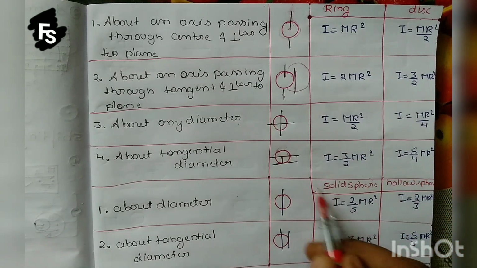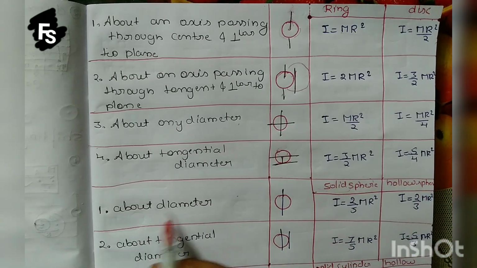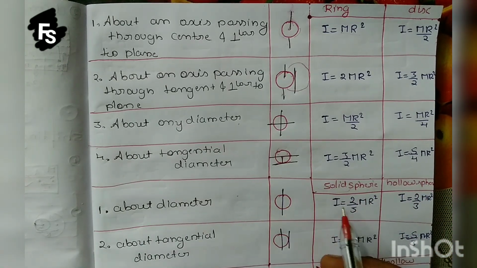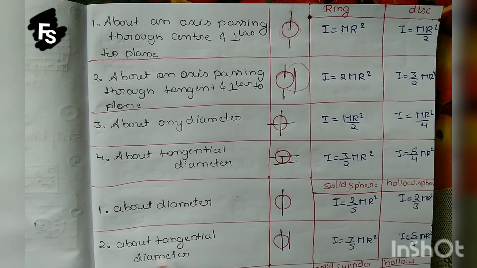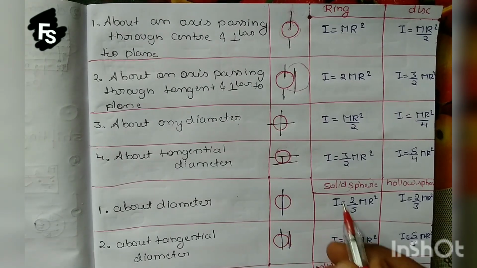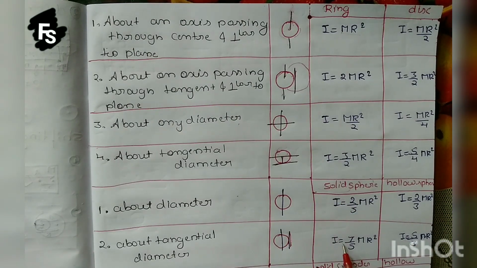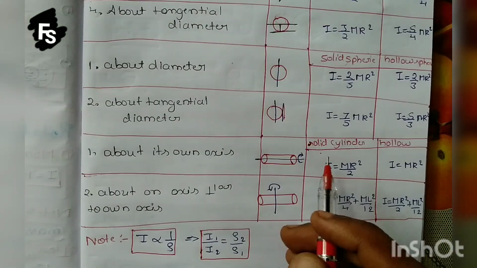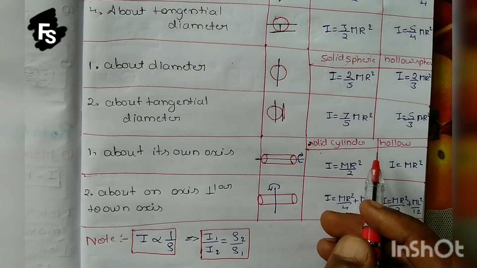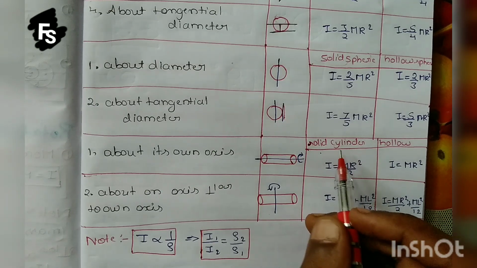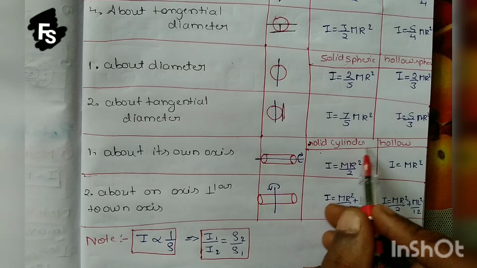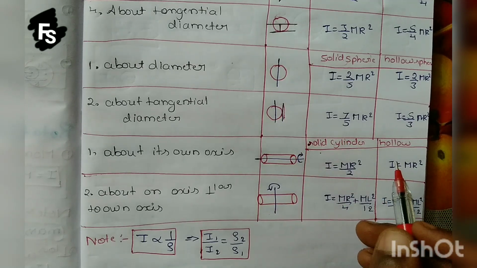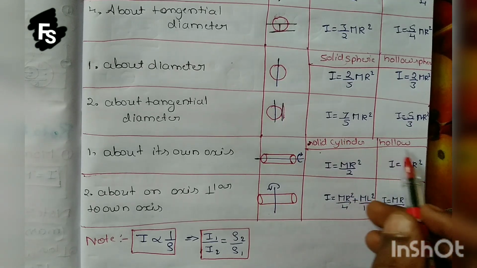Then come to the solid sphere and hollow sphere. About a diameter, for a solid sphere, I is equal to 2 by 5 mr square. For a hollow sphere, I is equal to 2 by 3 mr square. About a tangential diameter, for a solid sphere, I is equal to 7 by 5 mr square. Solid cylinder and hollow cylinder. If we join several discs, we will get a solid cylinder, and if we join several hollow rings, then we will get a hollow cylinder.